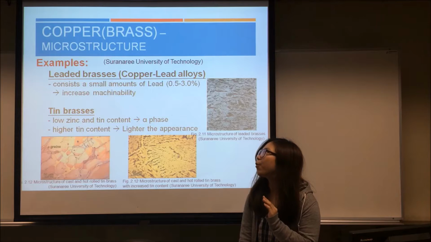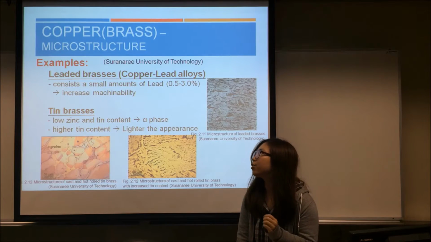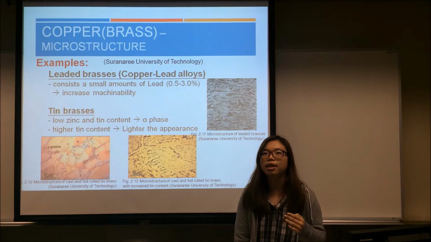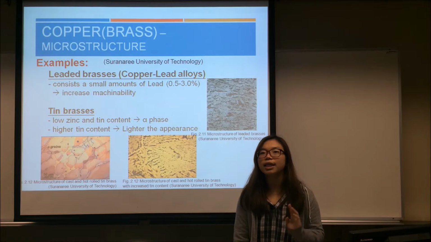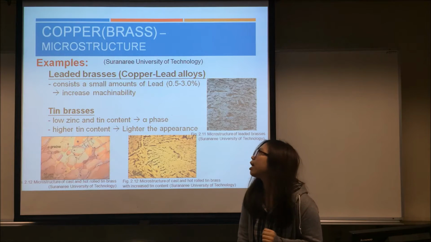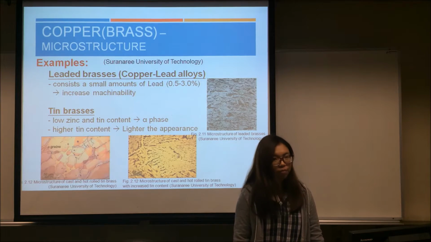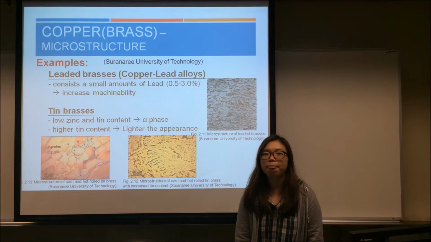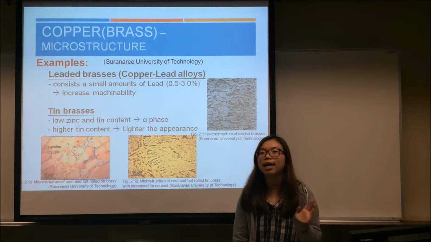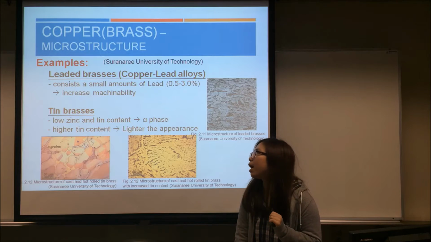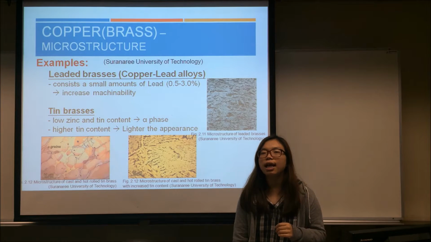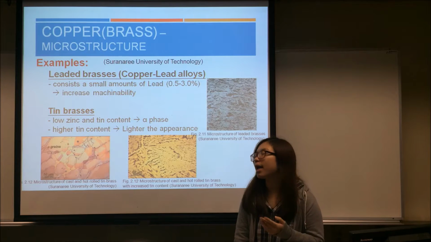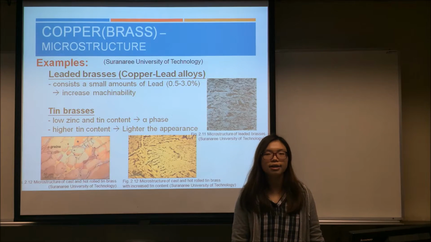Here are other examples of alloys, which are also brasses. First, the leaded brasses, a copper-lead alloy. It consists of a relatively small amount of lead with a view to increasing its machinability. And the second is the tin brasses. It contains low zinc and tin content, in which a single alpha structure is formed. A lighter appearance can be achieved by increasing its tin content.